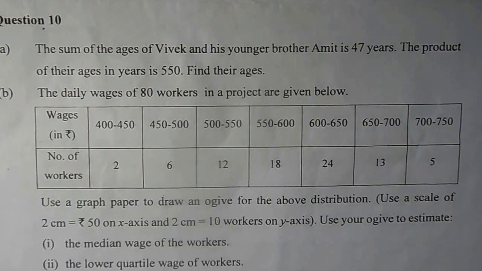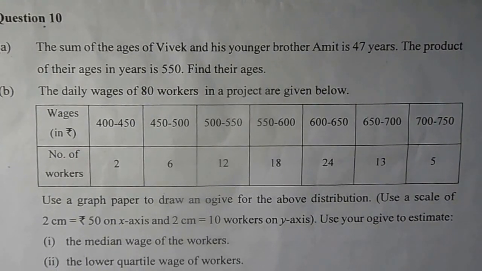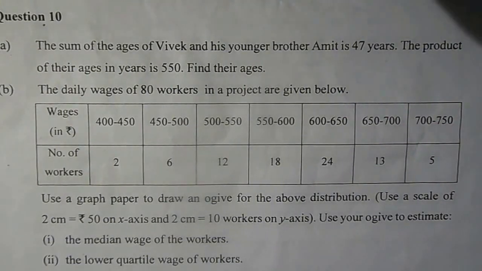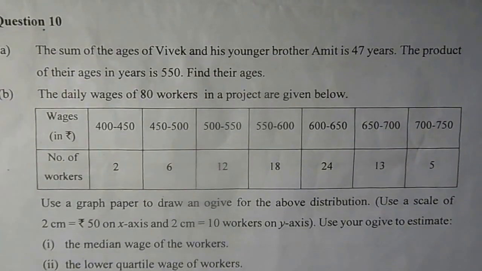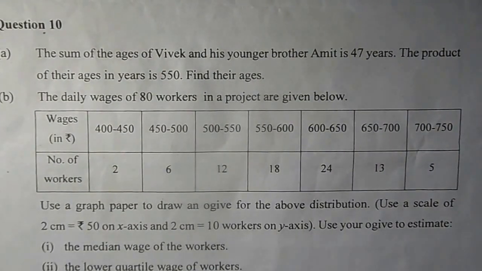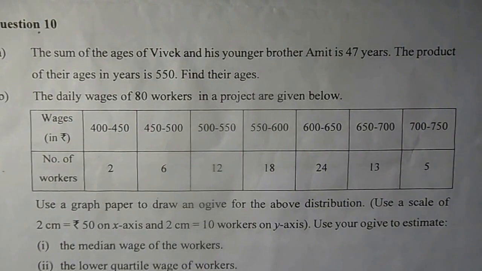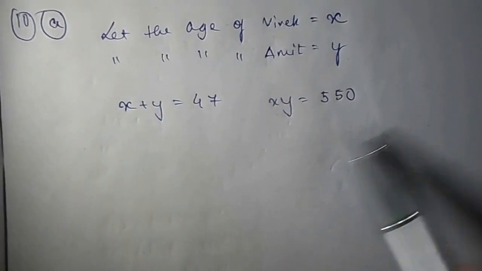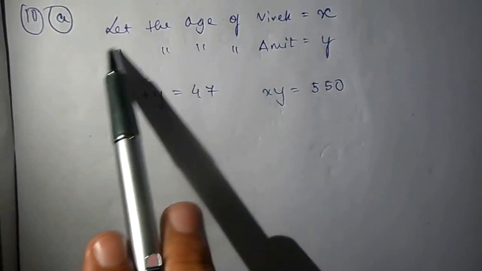So we move on to the next question. Question number 10A. The sum of the ages of Vivek and his younger brother Amit is 47 years. The product of their ages is 550. Find their ages. Now this is a question from quadratic equations and I don't think Sridhar Acharya will apply here. We can easily solve this by middle term factorization. So let's start with the starting of the solution.